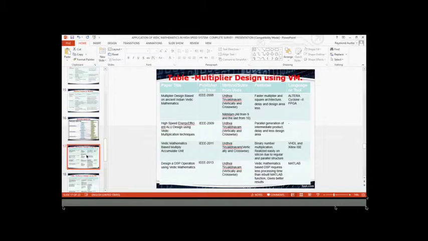The second survey was high-speed, energy-efficient ALU, designed using Vedic multiplication techniques. It was published in IEEE in 2009. She also used the sutra vertically and crosswise, and she designed a high-speed multiplier that helps the coprocessor, which reduces the load. This optimized Vedic multiplier was efficient, having advantages like parallel generation of intermediate products. It had low delay time and less design area, which is very important.